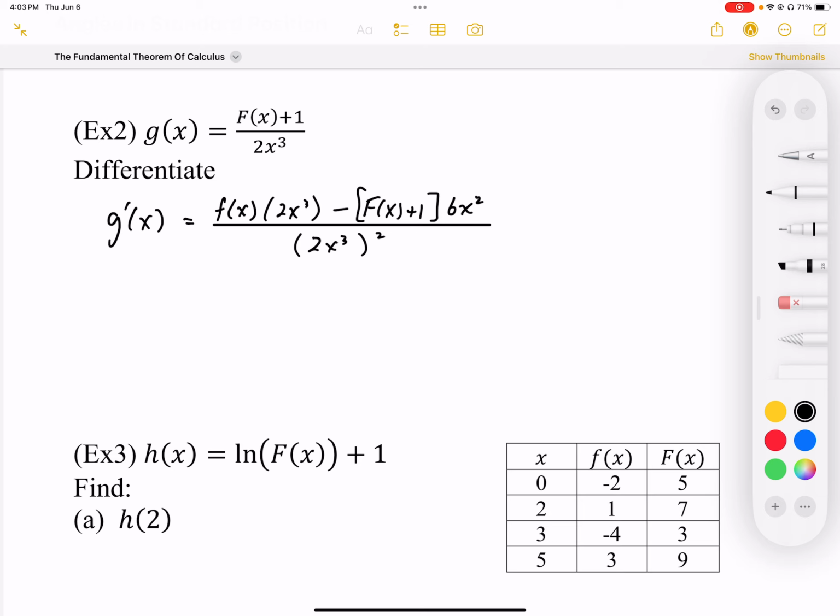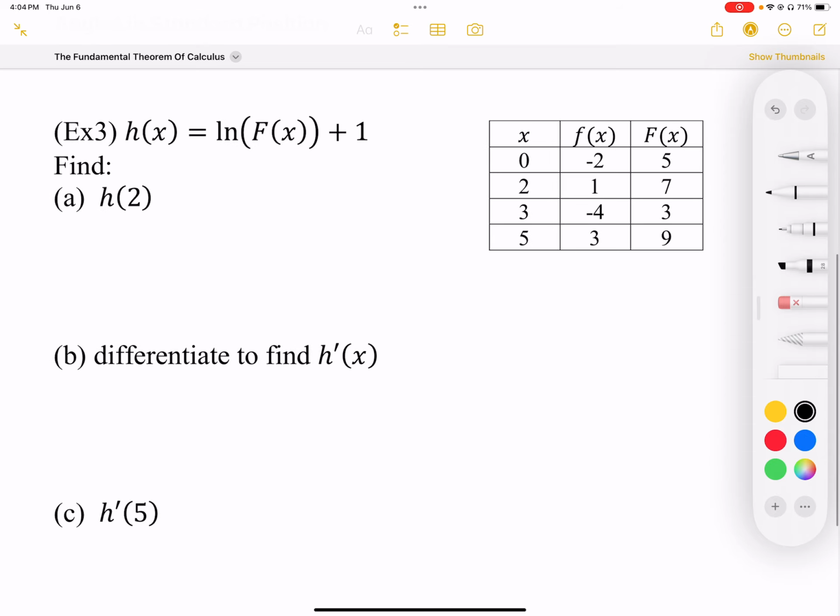And we can then use this expression to do other things. As long as we can define the f function and the big F function, we can find out any coordinate or any slope for this g prime function.